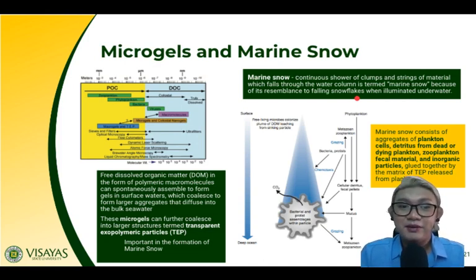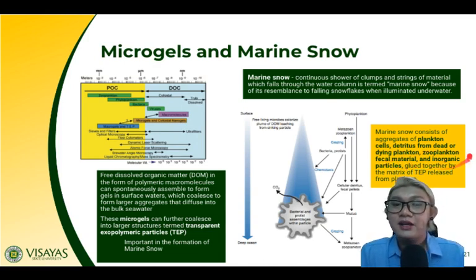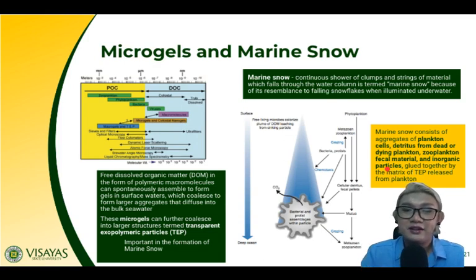And this marine snow is an aggregate, no, of not just dissolved organic matter but of plankton cells, detritus from dead or dying plankton, zooplankton fecal material, and some inorganic particles. And the one that's glued them together, no, is the matrix called the TEP, which is also released by the plankton. So this is an example of a marine snow. Okay.